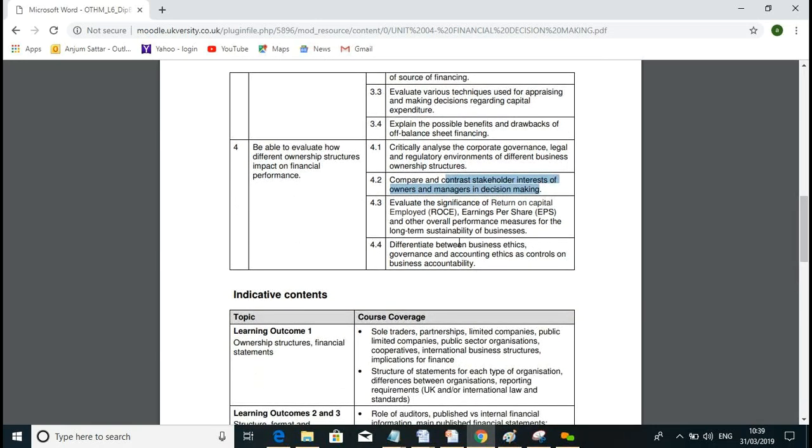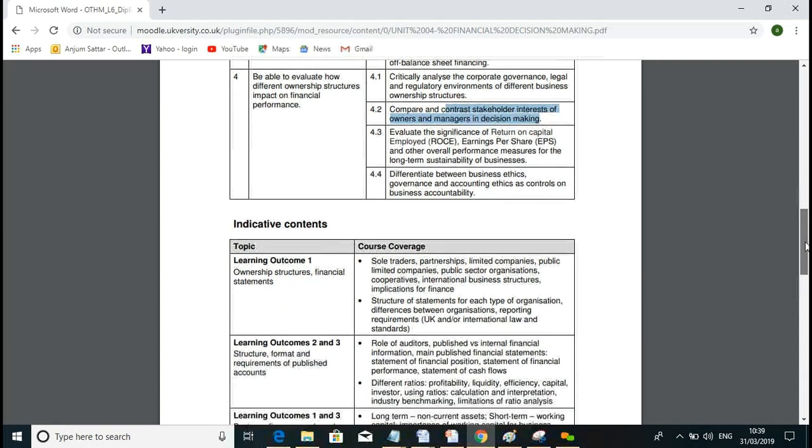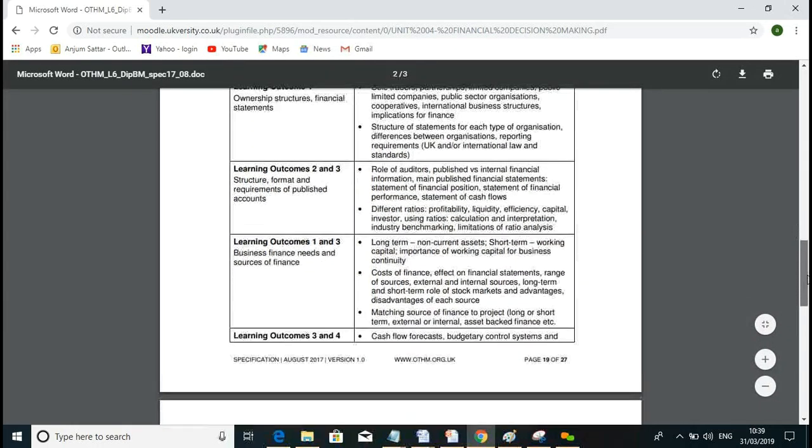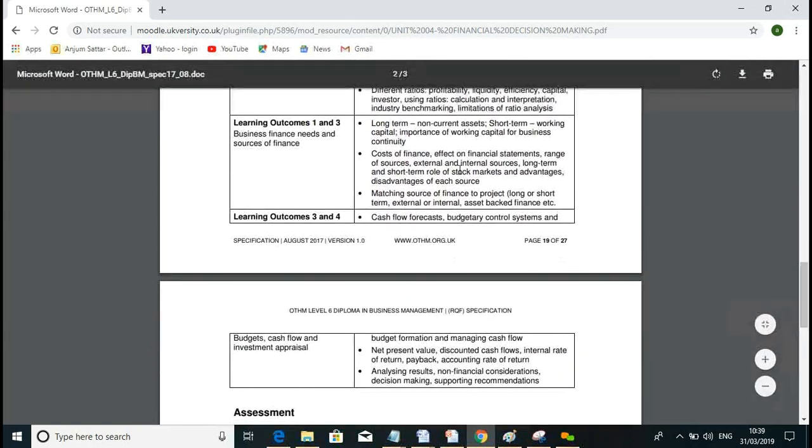Return on capital employed and EPS, which is earnings per share, we will discuss how we can measure them and what the advantages and disadvantages are for the business and its long-term sustainability. Then we'll go through differentiating between business ethics and governance, and business ethics and control on business accountability. So all will be in our discussion, and technically we're supposed to address all the key points here.